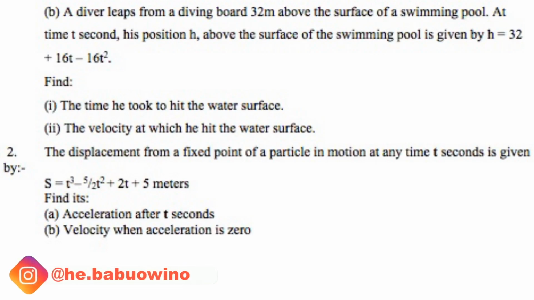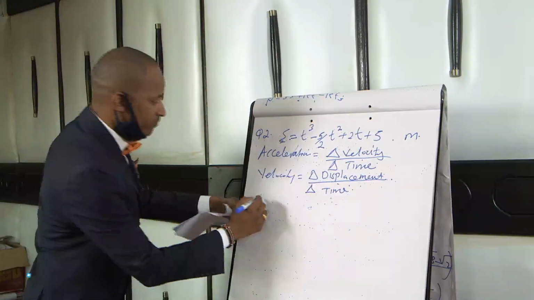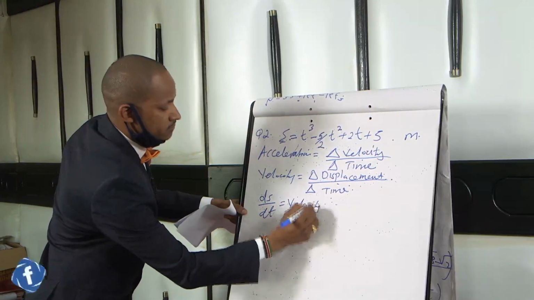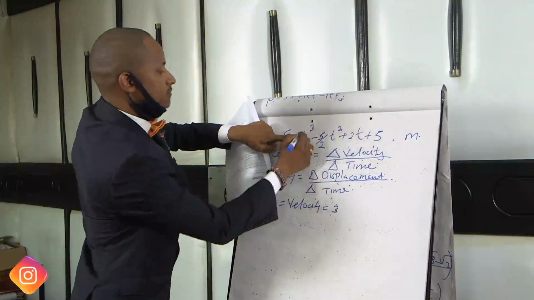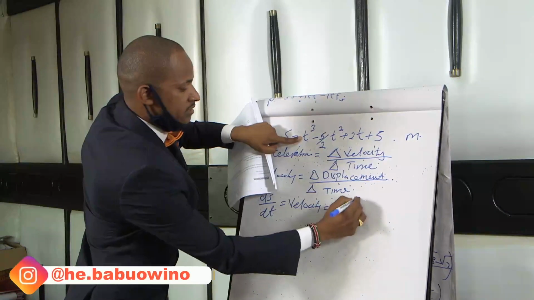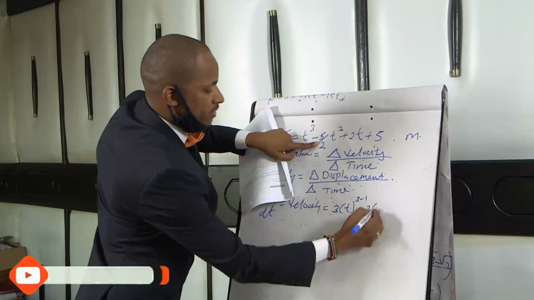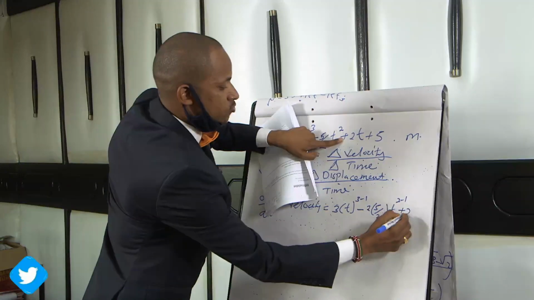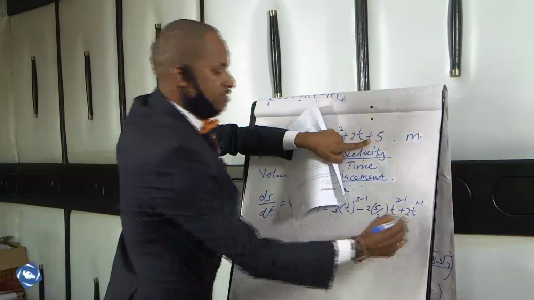So for us to get velocity when we are given displacement s, we differentiate s with respect to t. Therefore, we will have ds/dt, which will give us the velocity. When you differentiate t cubed, you bring 3 down into t to the power 3 minus 1, minus, bring 2 down, that is 2 into 5 over 2, t to the power 2 minus 1, plus 2t to the power 1 minus 1. When you differentiate any constant number, you get 0.